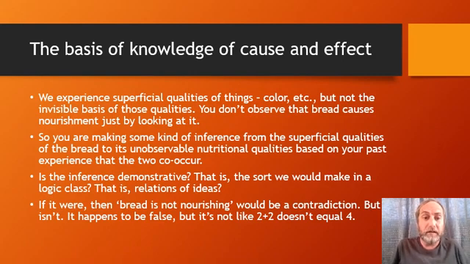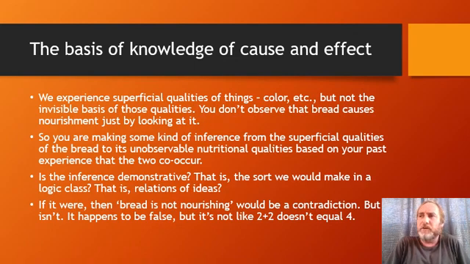You see the color, the texture, but you don't observe that bread is nourishing just by looking at it. You see that it's brown, crusty, and so on. So what you're doing is seeing these superficial qualities, and making some kind of inference from those to some unobservable nutritional quality, based on your past experience that every time bread has been eaten, the person who ate it has been nourished.